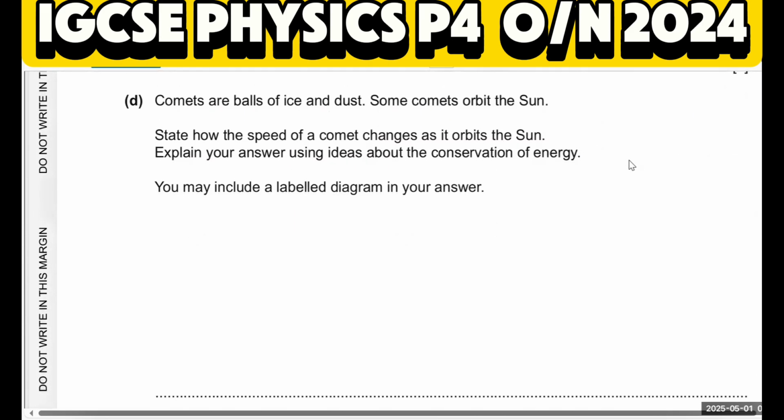Next question. Comets are balls of ice and dust. Some comets orbit the sun. State how the speed of the comet changes as it orbits the sun. Explain your answer by using the ideas of conservation of energy. You make the level diagram.